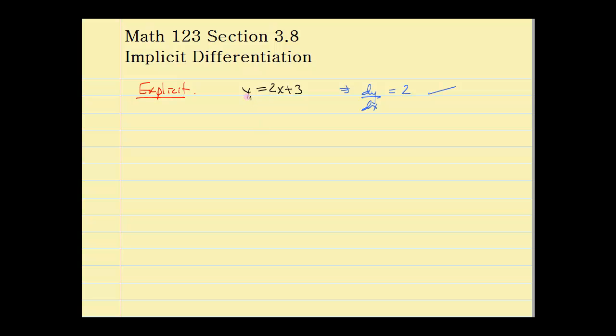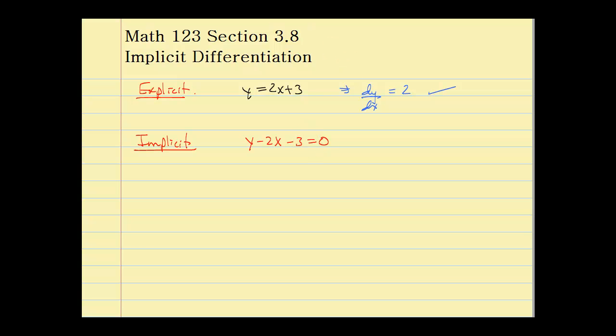What if we move the 2x across on this one? What if we had y minus 2x equals 3? Actually, let's move the 3 across as well. y minus 2x minus 3 equals 0. This is called an implicit expression. It's called implicit because my x's and y's are mixed together. I don't have a y equals or an x equals in terms of the other variable. So here I have a mixture of my variables x and y.